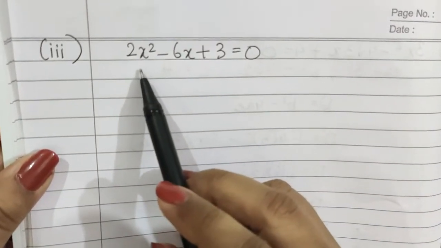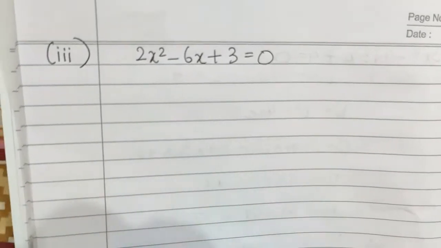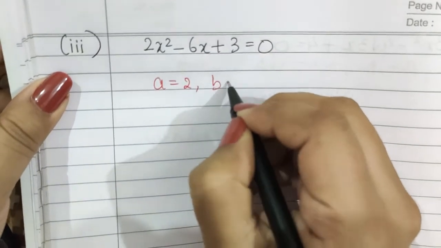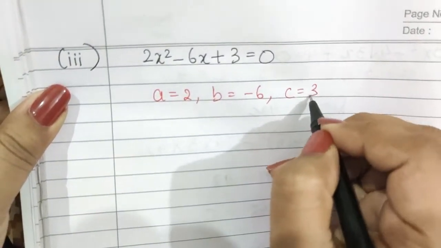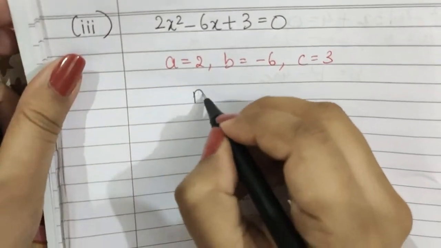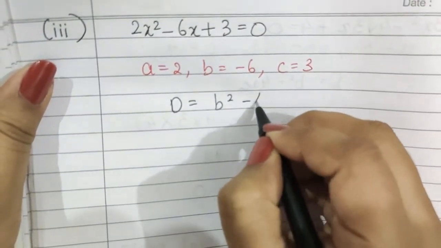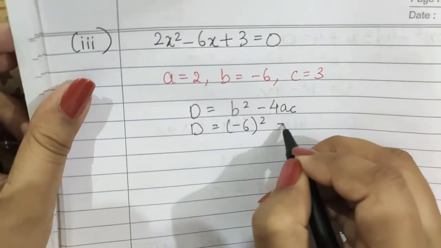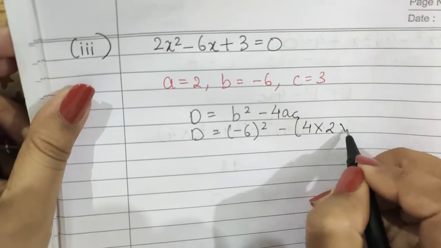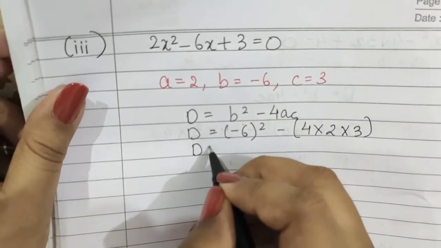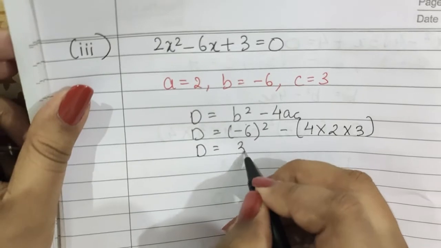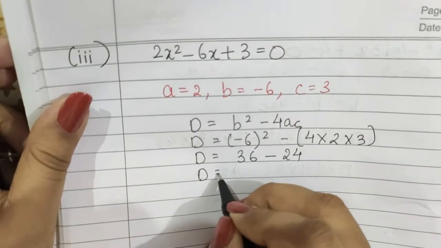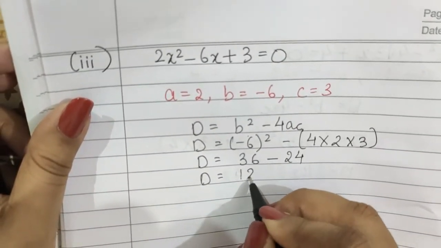Now we have the next question. 2x square minus 6x plus 3 is equal to 0. Our A is equal to 2, B is minus 6 and C is 3. Our determinant is what? B square minus 4AC. Let us put the value. B square will be minus 6 whole square minus 4 multiplied by 2 multiplied by 3. We get D equals to minus 6 into minus 6 is 36, minus 4 2s are 8, 8 3s are 24. So D equals 36 minus 24 will give you 12.